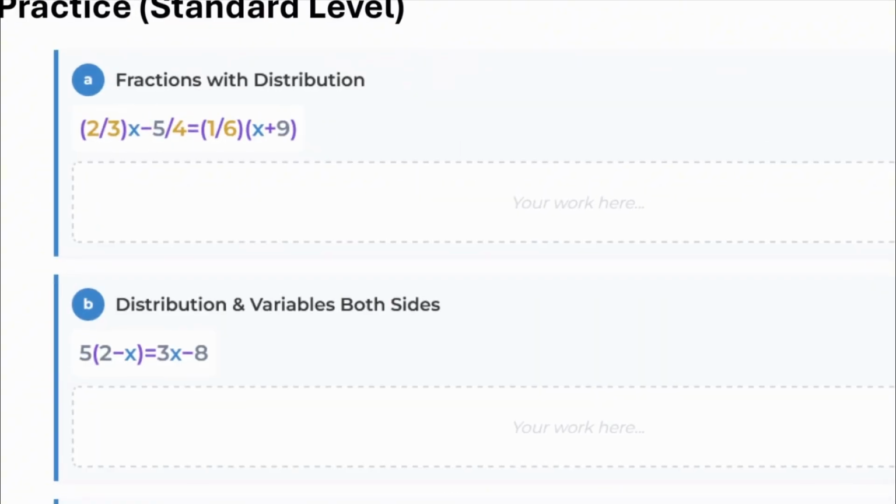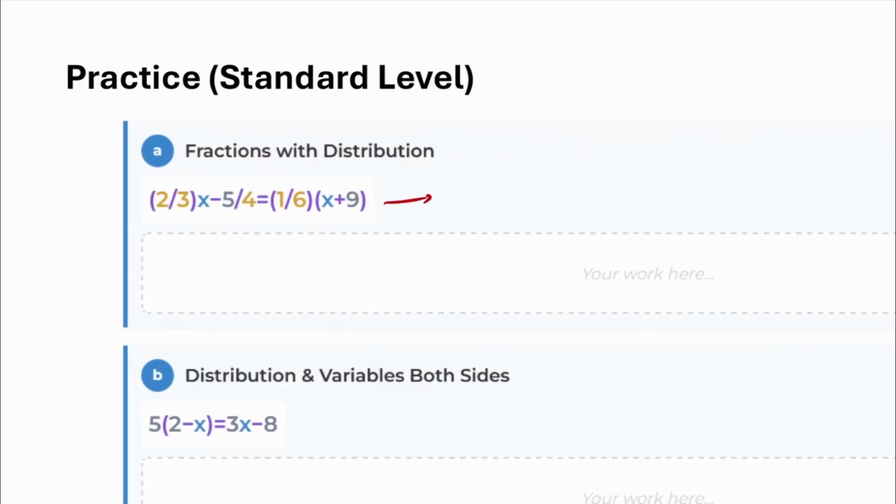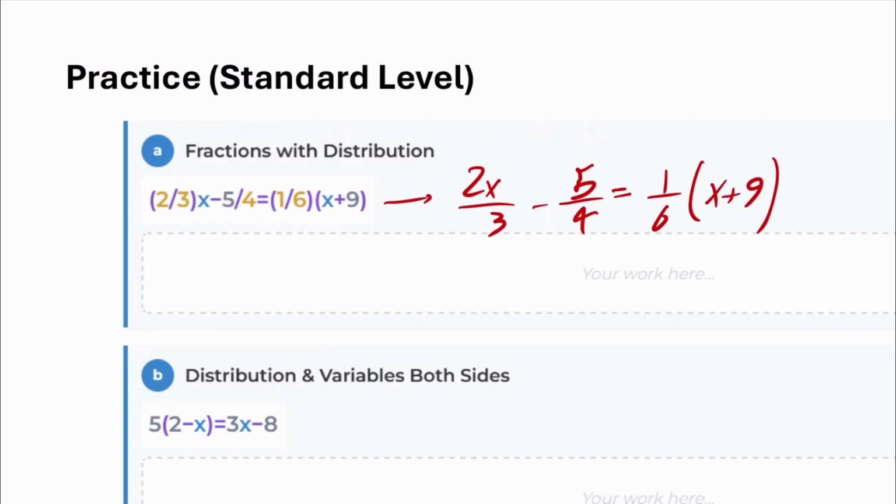So at the very first point, I do have this question. It would be better to write it down because this form is not very good. So I do have 2 over 3x, or I can write it down as 2x divided by 3. Again, doesn't matter, I can do that. Subtracted by 5 over 4 equals 1 over 6 times x plus 9. So how many fractions I do have? 3, 4, and 6. So I have to find the common denominator between them.